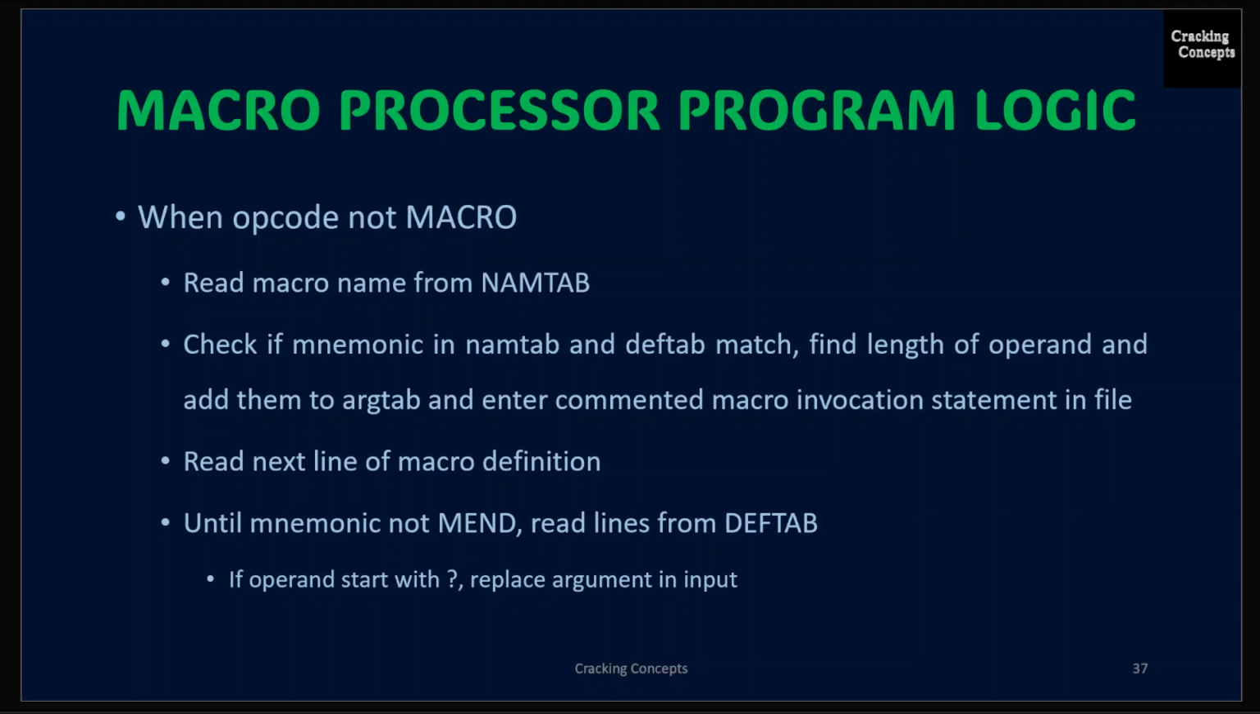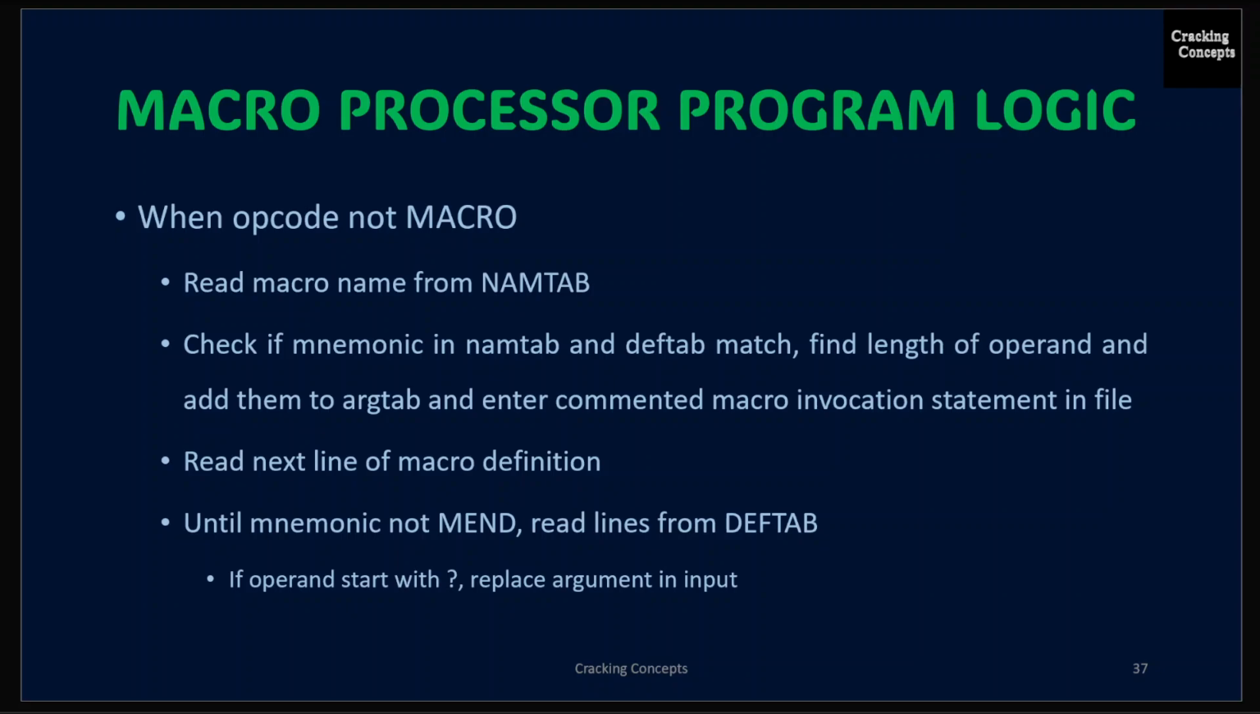Otherwise, it will take the length of the operand that is following the name of the macro in the macro call, separate out the arguments and fill them into the ARGTAB, and it enters this macro call statement as a commented macro invocation statement into the file, and it reads the next line of macro definition. Now until the mnemonic is MEND, it will keep on reading lines of DEFTAB.